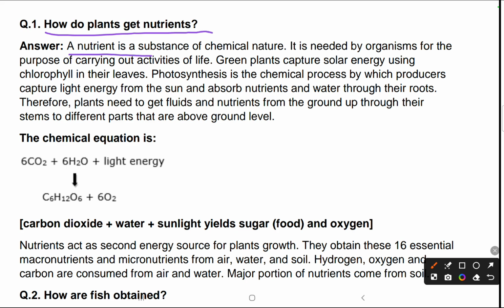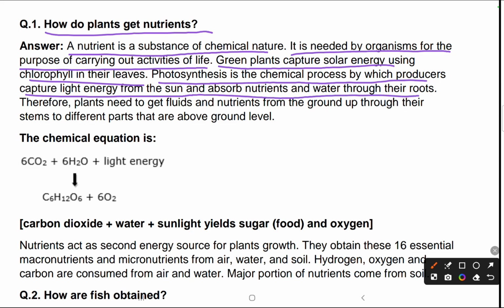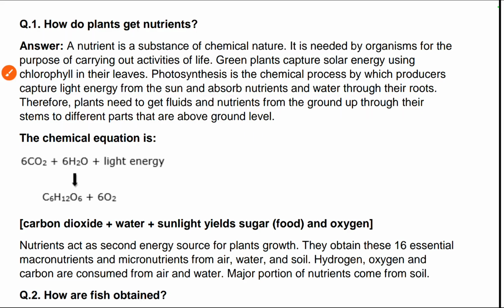A nutrient is a substance of a chemical nature. It is needed by an organism for the purpose of carrying out activities of life. Green plants capture solar energy using chlorophyll in their leaves. Photosynthesis is the chemical process by which producers capture light from the sun and absorb nutrients and water through the roots. Therefore, plants need to get fluids and nutrients from the ground up through their stems to different parts that are above ground level. This was the first question.